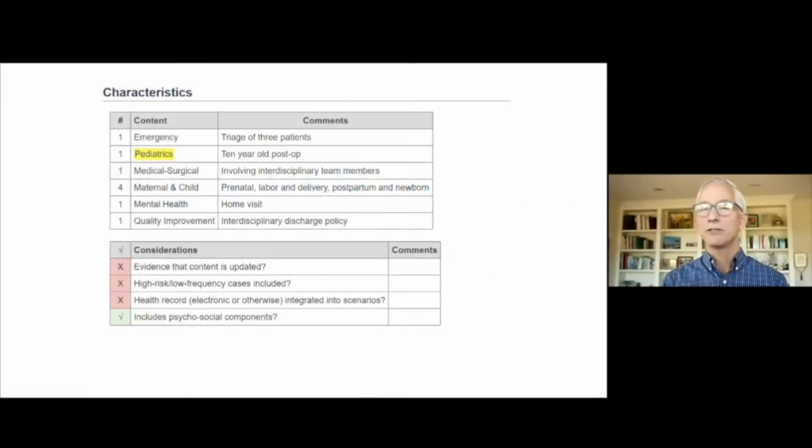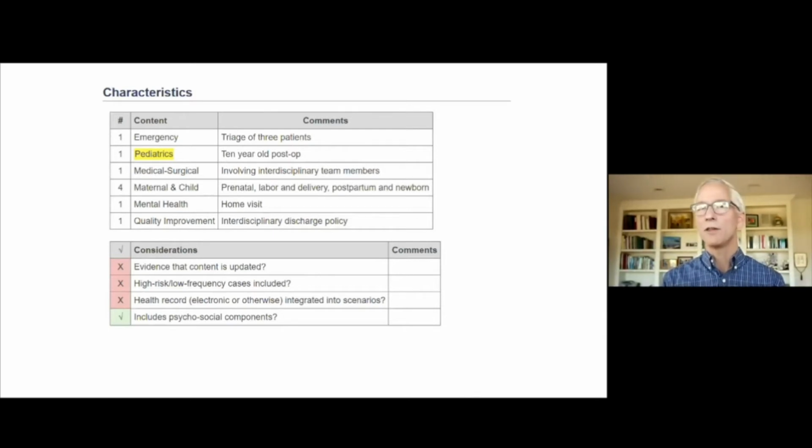The next section is on characteristics. And there's two tables there. One is about content and the other is about these more considerations. The content lists the content that is available in the product. In this product, there are 6 different content areas, and the leftmost column designates how many cases there are.